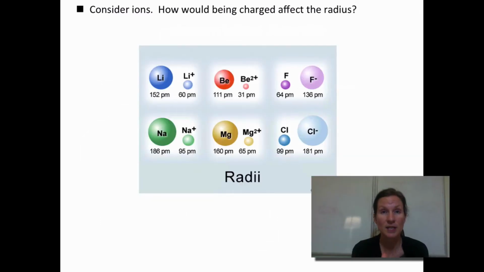So if you look at this image, it shows some of the changes and how the size of the atoms is affected. When lithium becomes a positive ion, it gets smaller than it was before. When beryllium becomes a positive ion, it gets smaller than before. But for fluorine and chlorine, which gain electrons instead, they do the opposite. They get bigger. So this is a consistent pattern. When atoms lose electrons, they become smaller. And when atoms gain electrons, they become bigger.